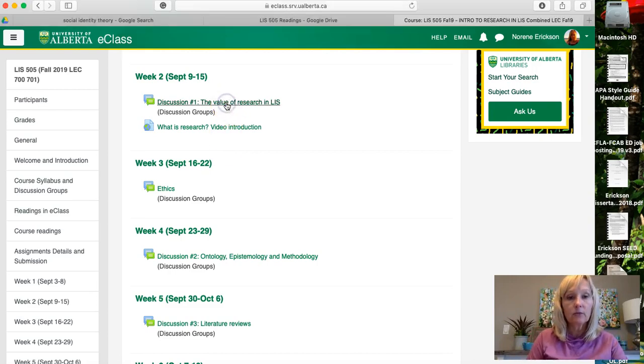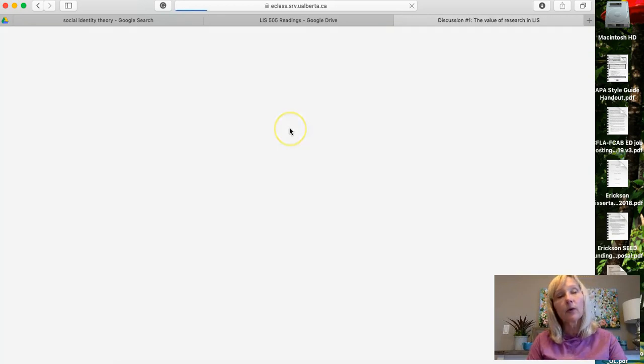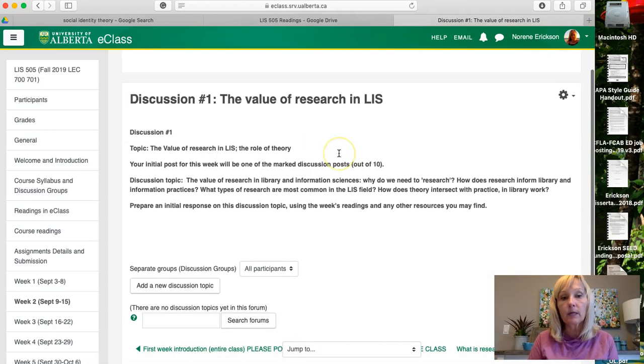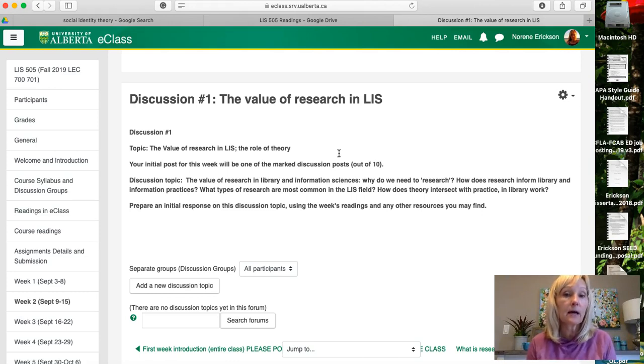So if I just go into details about discussion number 1, the value of research in LIS, I've left it pretty broad. I've just posed a few different questions for you to ponder. So the intention isn't for you to answer all of these questions, but just to generate some ideas in you about what you wish to discuss. And it's good if you do touch on some of these topics. So go over the readings, start to formulate your own questions and your own thoughts about theory and research in library and information sciences, and then go ahead and create your post.